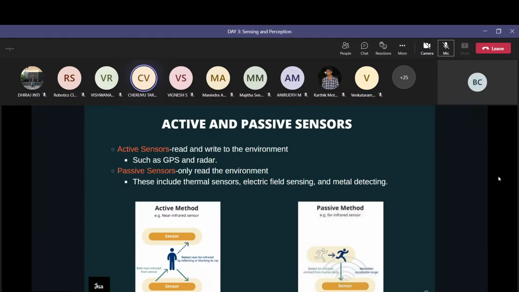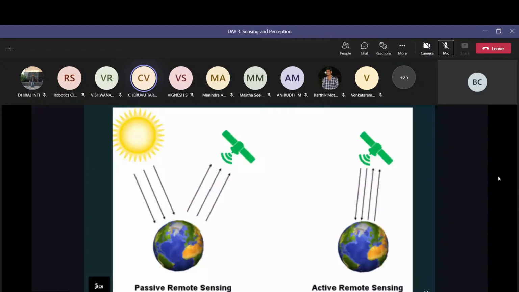Next, when we discuss active and passive sensors, the topic of remote sensing comes up: active remote sensing and passive remote sensing. So what is the basic definition of remote sensing? Remote sensing means that without coming into contact with an object, you're able to identify the physical characteristics of the object. Even though you are not in physical contact with something, you're able to identify the physical properties and attributes of that particular object. That is called remote sensing.